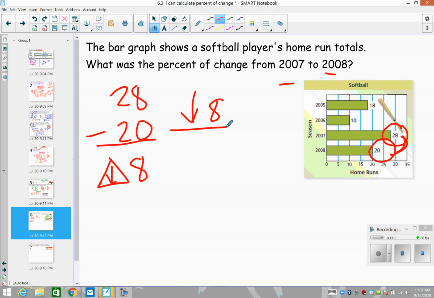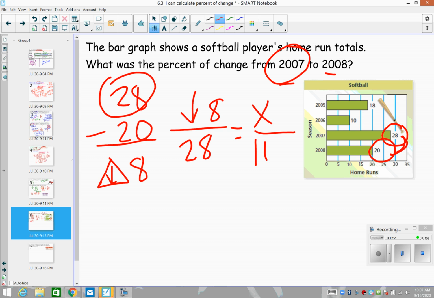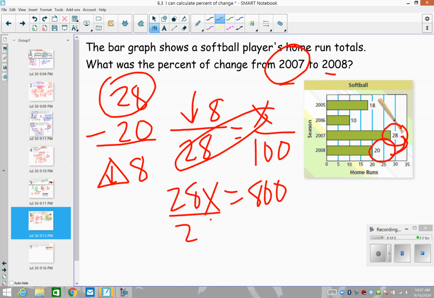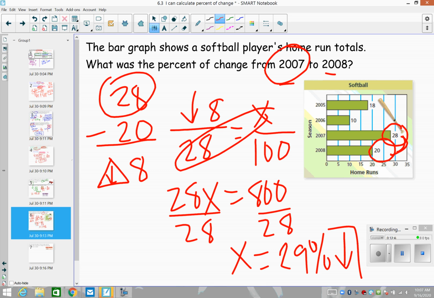So a decrease of 8 over the original that we recorded was 28 in 2007. That's the time we were asked about. I get there are other timelines on the graph. What percent of change is that? So we take cross products to solve. We get 28x equals 800. We divide both sides by 28. Boom. And so we end up with x is equal to, I'm going to round to the nearest percent, 29%. I know that there's a decimal there. It's 28 point something. A 29% decrease in home runs.